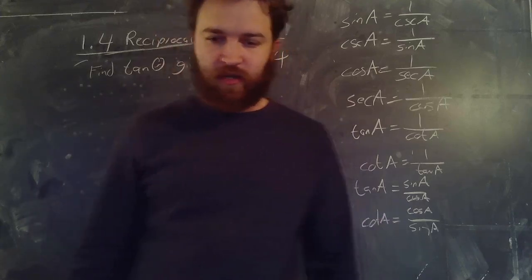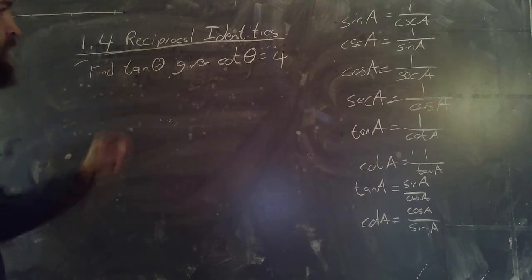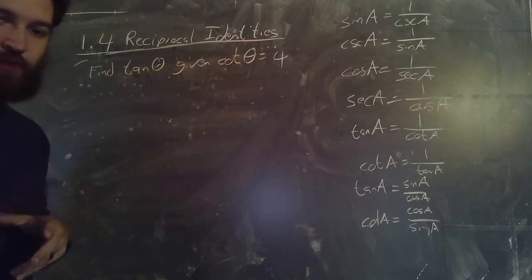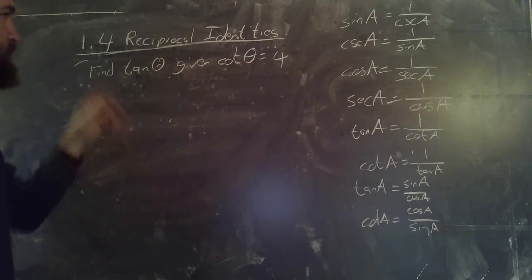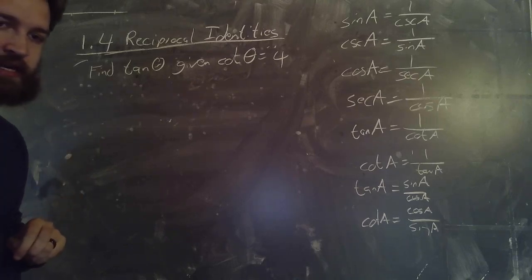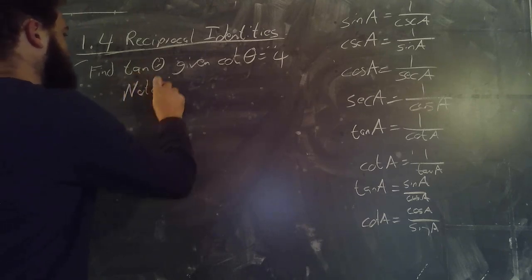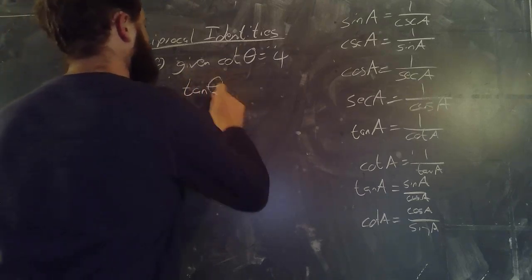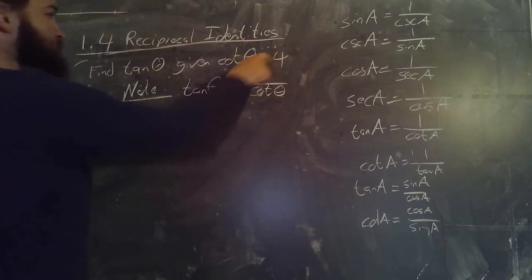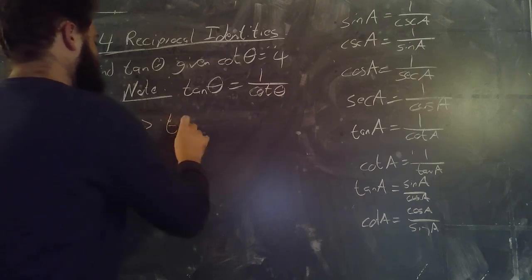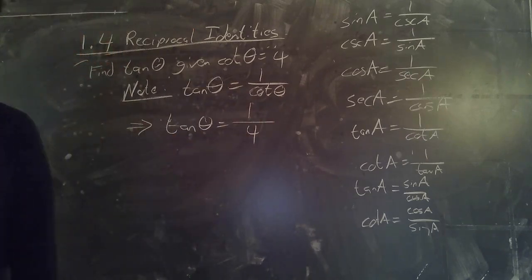Okay, so as an example here of how these identities get used, suppose we wanted to find the tangent of theta, given that the cotangent of theta is equal to 4, and then we'd like to give a description of what triangle this particular trig ratio is telling us about. So first of all, we can notice that the tangent of theta is just 1 over the cotangent of theta. So if the cotangent is 4, then that will give us that the tangent of theta is just 1 over 4, and that is the appropriate answer.